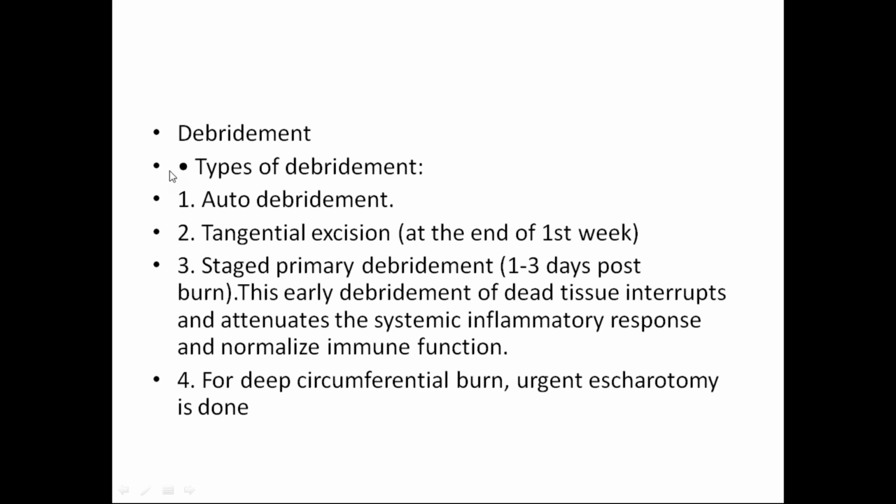Debridement. After formation of the necrotic tissue, generally we will debride. Types of debridement: auto debridement, or we can go for tangential debridement at the end of the first week, and staged primary debridement, where we debride the dead tissue and wait, and later stage wise we debride. For deep circumferential burns, we have to go for escharotomy.